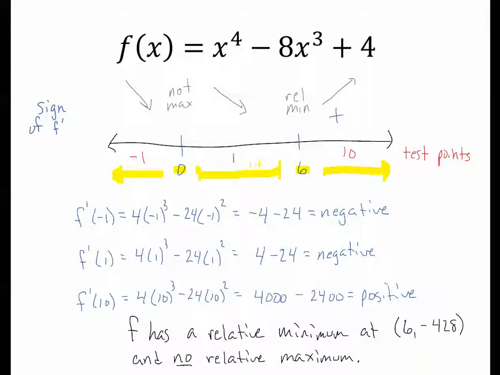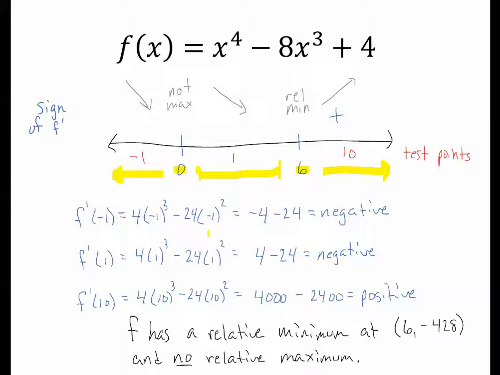Although I'm going to use 1, any number between 0 and 6 could be used and it'll end up with the same sign in my derivative. So let's check our test points. This is the first derivative test, so I evaluate in the first derivative. I put negative 1 in my derivative, 4x cubed minus 24x squared. When I evaluate, I'll have a negative 4 and a negative 24, negative 28. All that we care about is that it is negative.